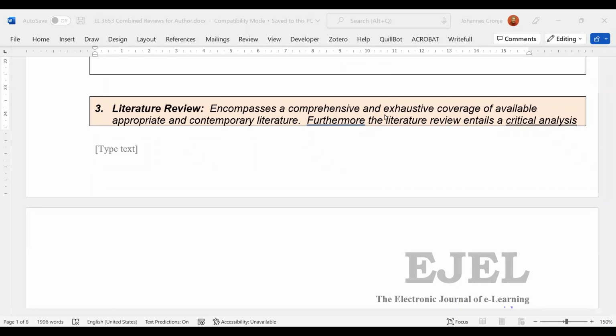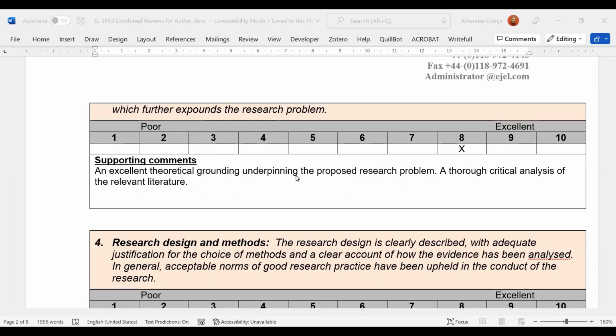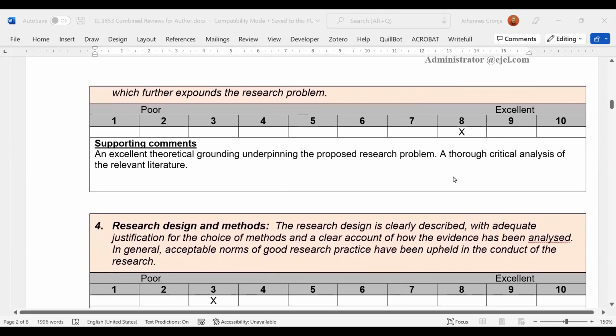Then they ask about the literature review. They want to know, is it comprehensive? Does it have an exhaustive coverage of all available and contemporary literature? And is it a critical analysis which further expounds the problem? Here I'm quite lucky: excellent theoretical grounding underpinning the proposed research problem, a thorough critical analysis of the literature. Remember, a critical analysis means that you're not only saying what the literature says, but you're also saying what the literature does not say. In that way, you explain why this research is necessary. So I get an 8 for that, which makes me quite happy.